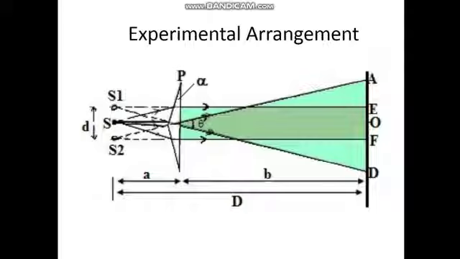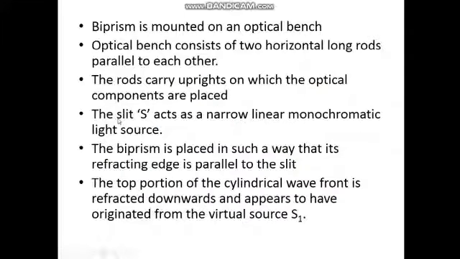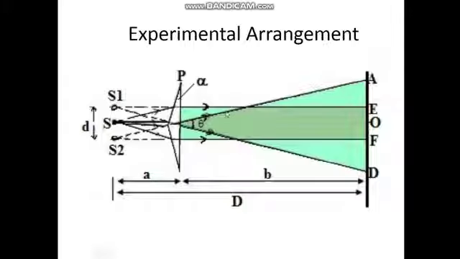The waves from S1 and S2 interfere with each other because S1 and S2 act as virtual coherent sources. Therefore, the waves from S1 and S2 interfere on the screen, which can be measured using the micrometer eyepiece.